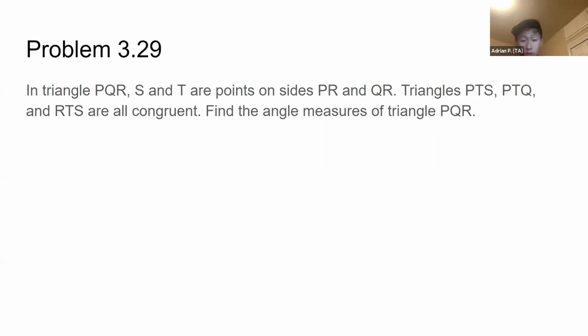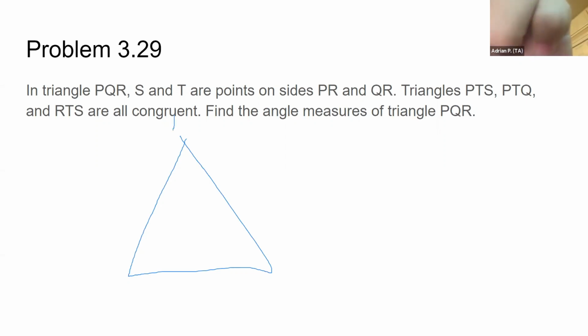All right, let me try drawing. Okay, so start with a triangle. This is going to be P. It's hard to see. This is going to be Q. This is going to be R. So you have a point S on side PR. Let's call that S. And point T on side QR. So call this point T.